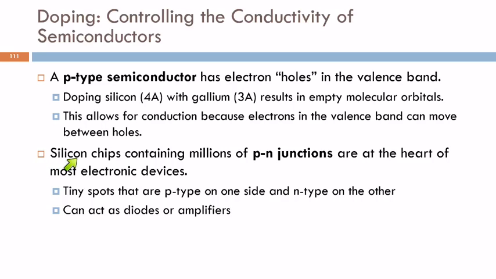Silicon chips have millions of these p-n junctions, and that's way beyond the scope of this class. But this idea of p and n semiconductors is at the heart of all of our electronics.